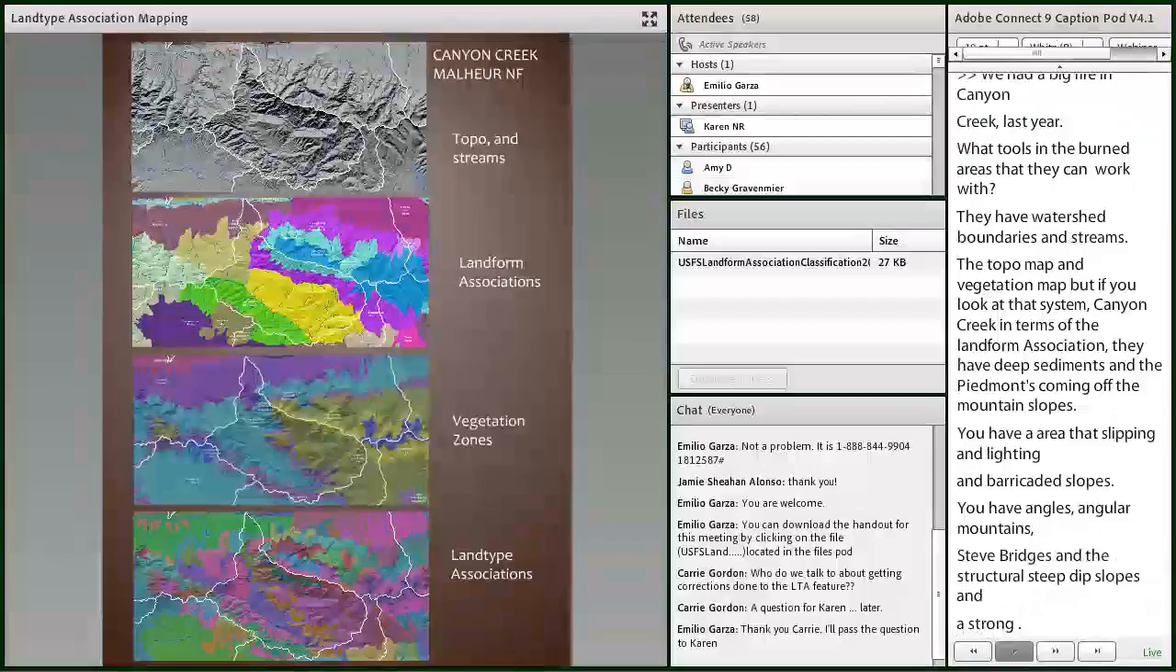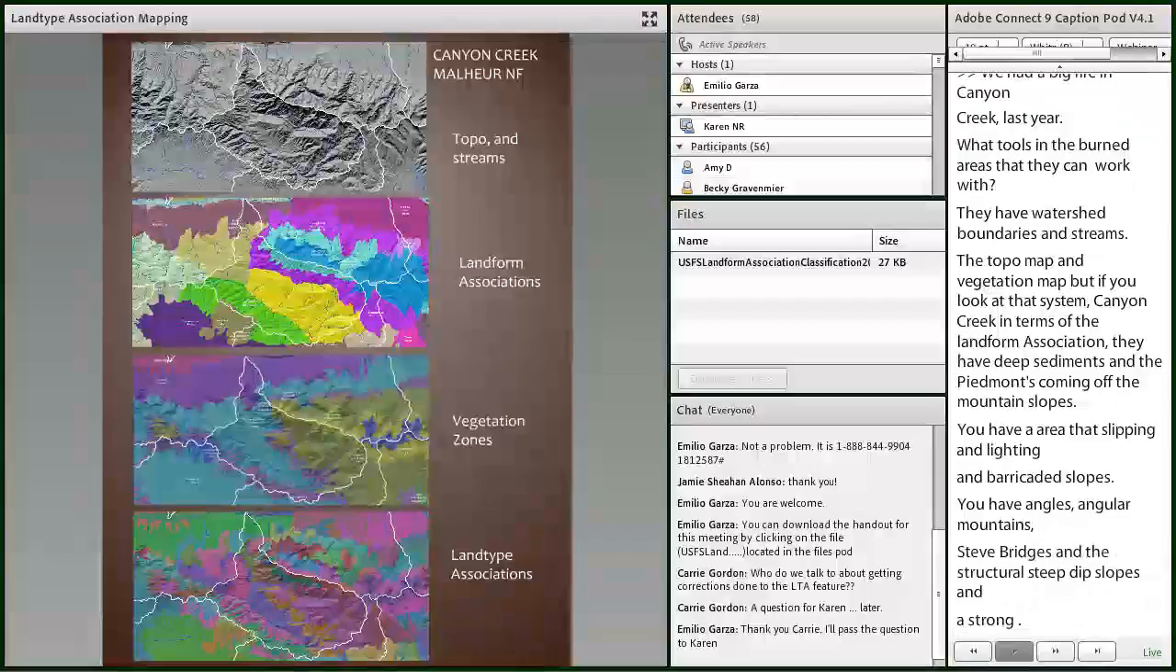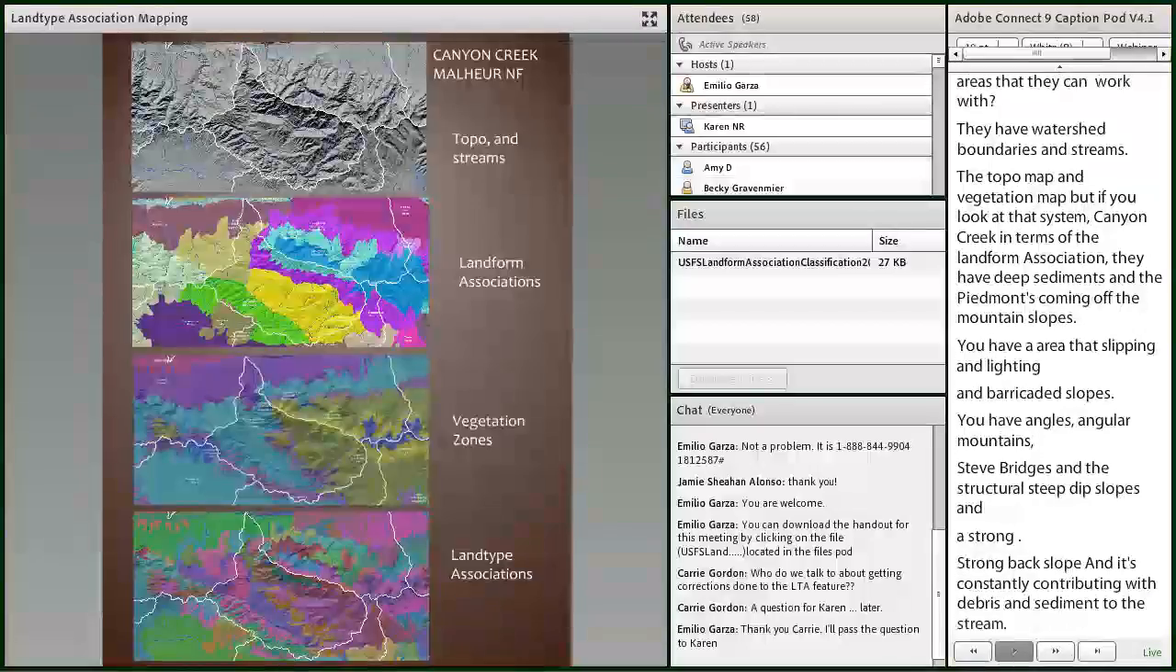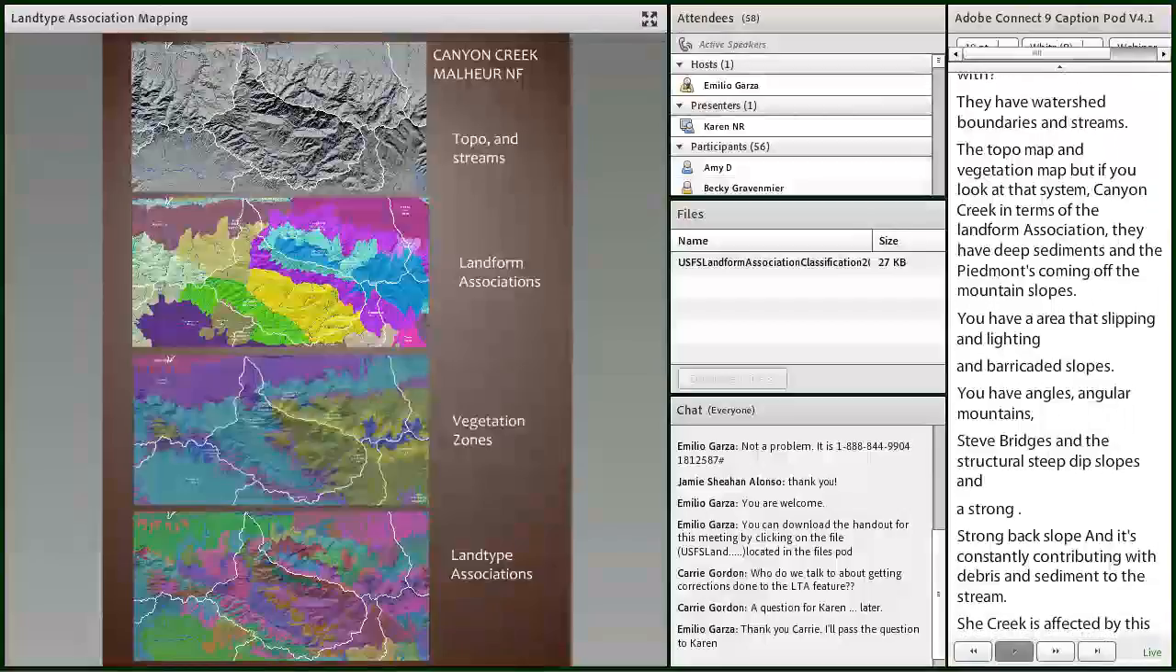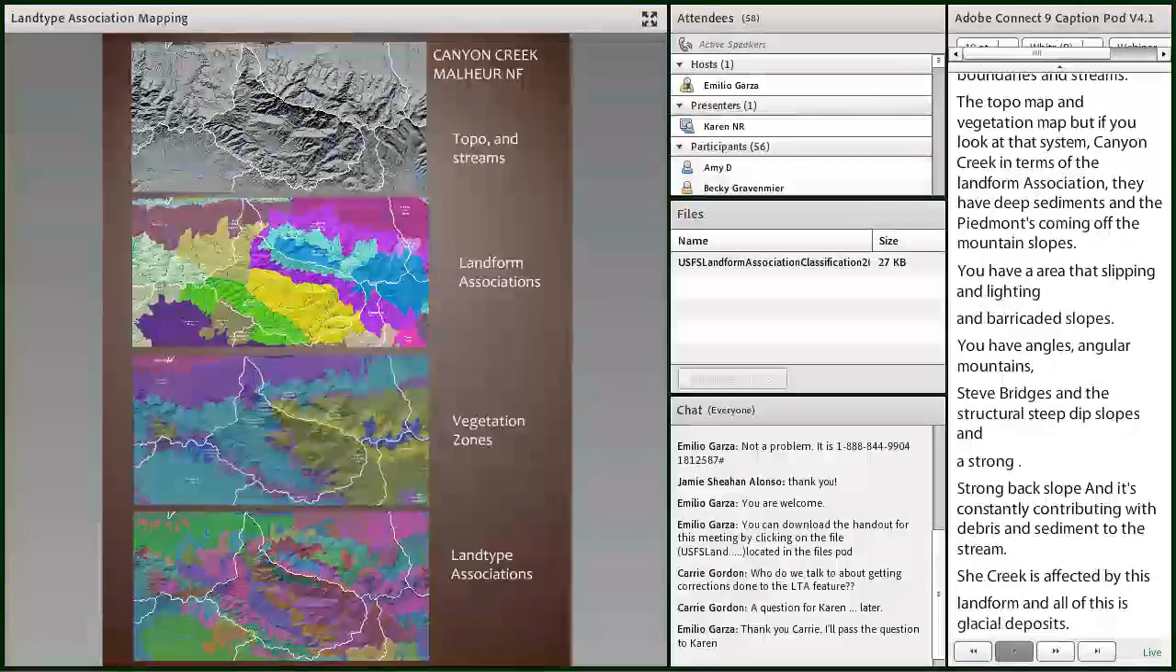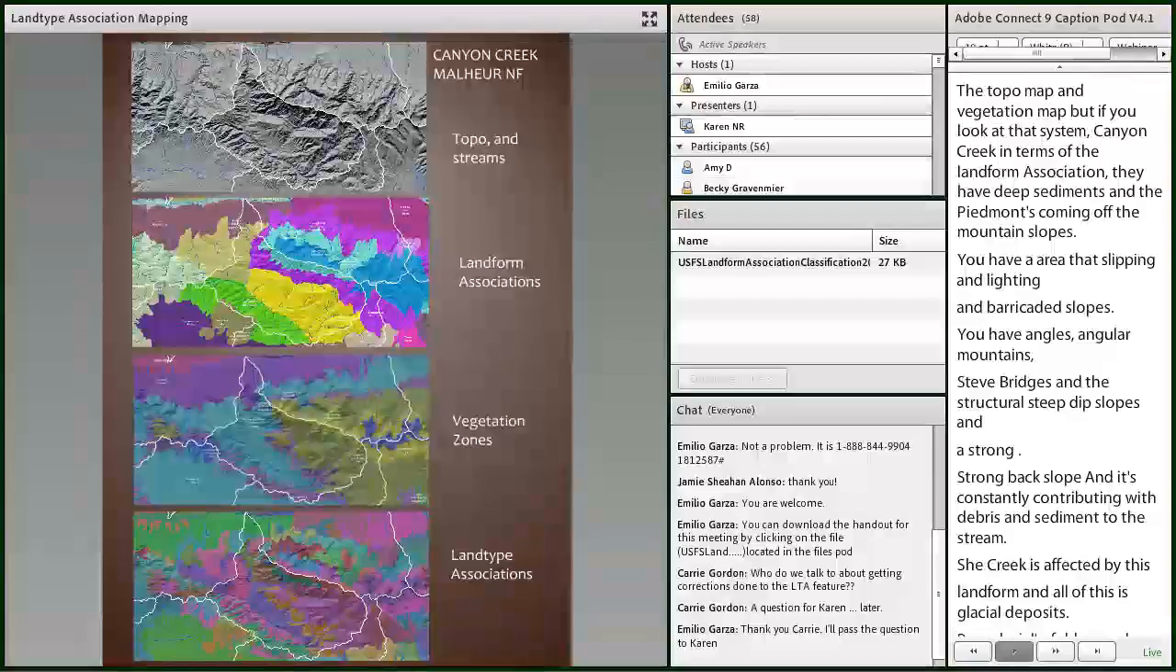So Sheep Creek here is affected both by this landform, and all of this is glacial deposits, glacial moraines, or what we call paraglacial. So it's boulders and cobbles and unconsolidated sediments. So they were recognizing that they needed to do something to store and sort sediment in this area. And we're able to understand it better because they used this map.